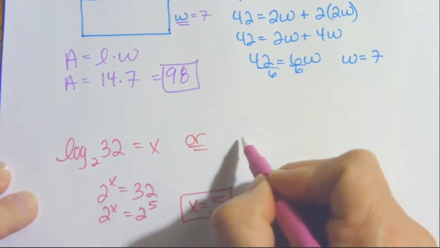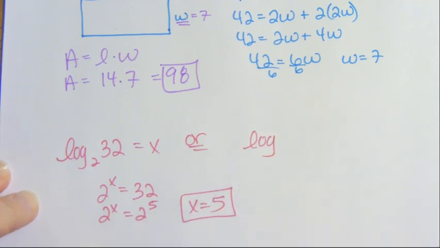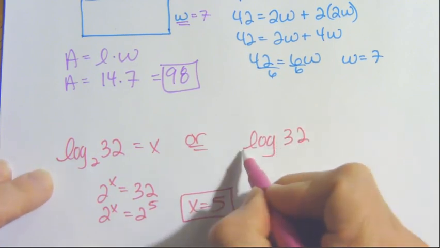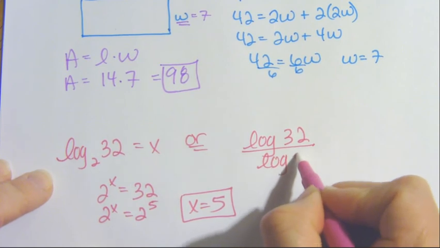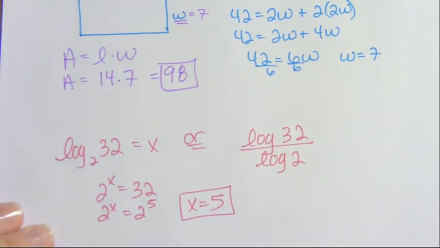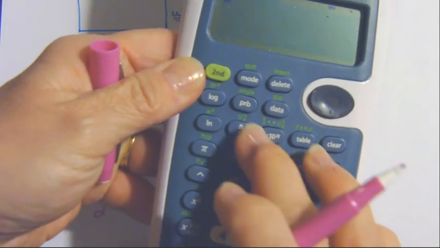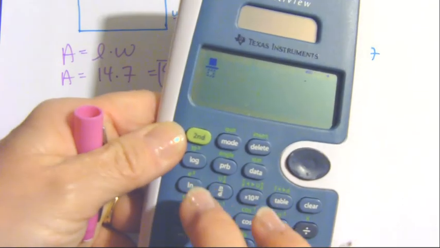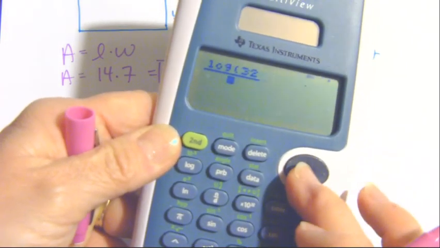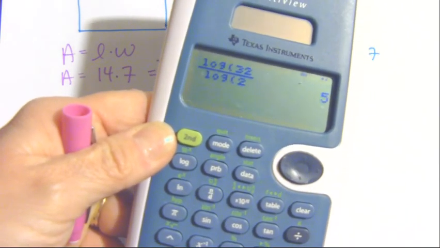Or what you could do is change it to common log. So do log 32 divided by log 2. And then you could just type it in the calculator if you have a calculator. You can type log 32 on top. You can type log 2 at the bottom. And it tells you 5.